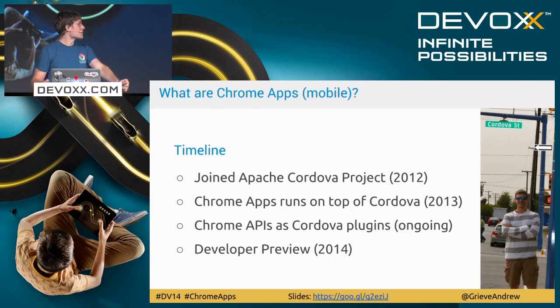The timeline for this is that it's close to 2.5 years ago now that we started this project. We started just by joining the actual Cordova project, contributing, fixing bugs. Then a bit later, we looked at what it would take to make Chrome apps run on top of Cordova. And from then, and still ongoing, we're adding each of these Chrome privileged APIs: chrome.identity, chrome.sockets, chrome.bluetooth, and all of them. We've been adding those as Cordova plugins.